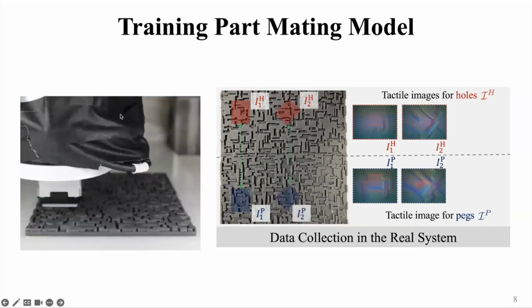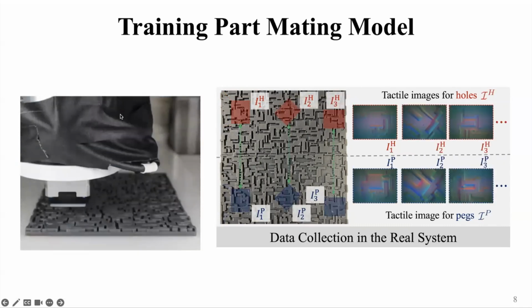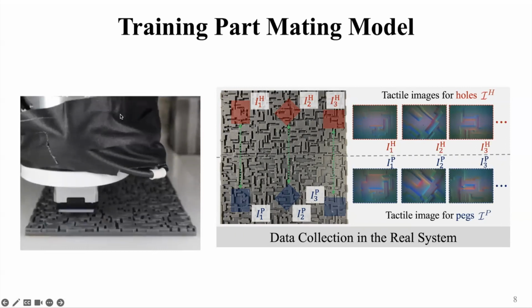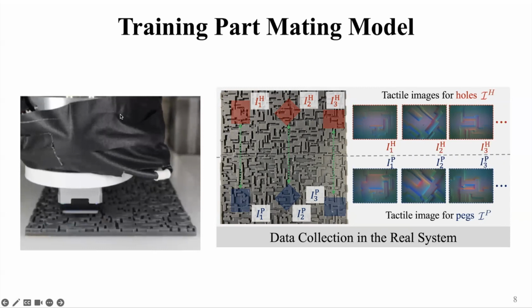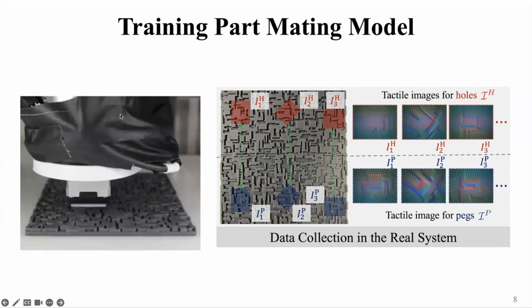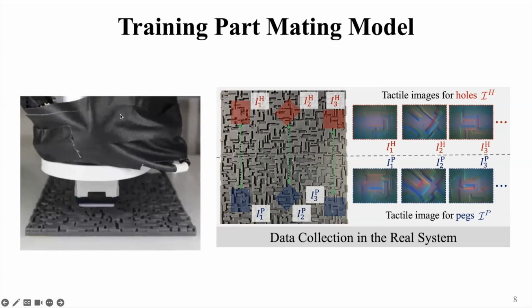Using the real robot, we collect data for training the part mating models by sampling several different locations and orientations from a high-resolution grid on the maze board. This way, we expect the trained model to generate arbitrary pairs of peg and hole images that have various shapes.